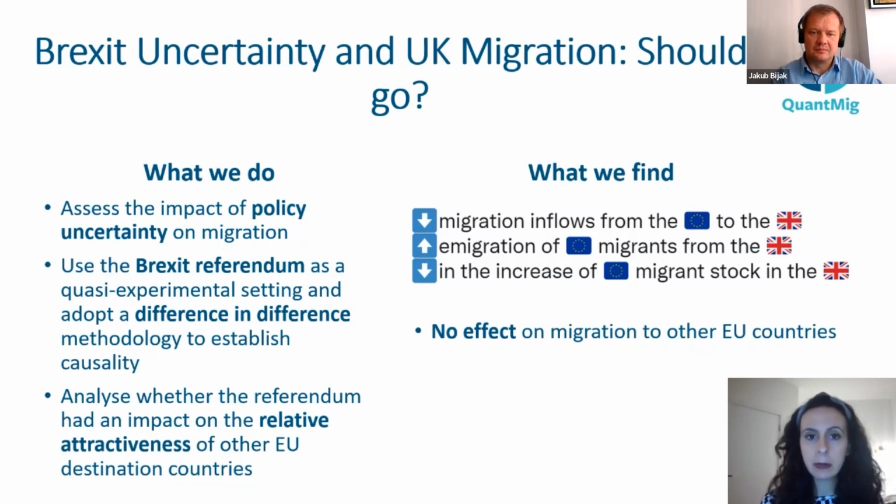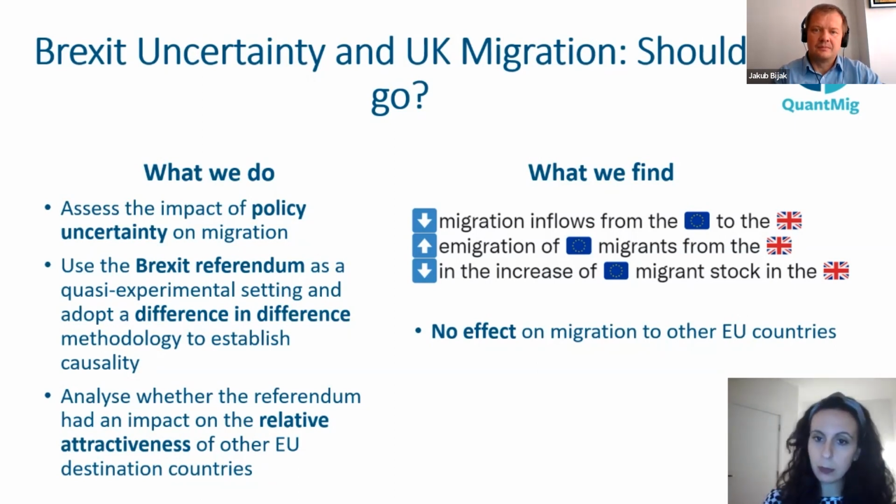What we find is an overall negative impact of the Brexit referendum on UK migration, meaning that the uncertainty has decreased the inflows of people from the EU coming to the UK and increased the outflows of EU migrants from the UK. In other words, uncertainty has deterred new migrants from the EU countries from moving to the UK and encouraged the ones who were already resident in the UK to leave.